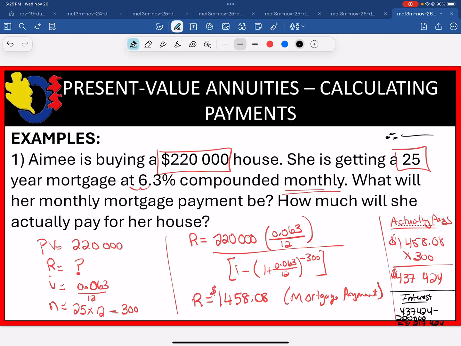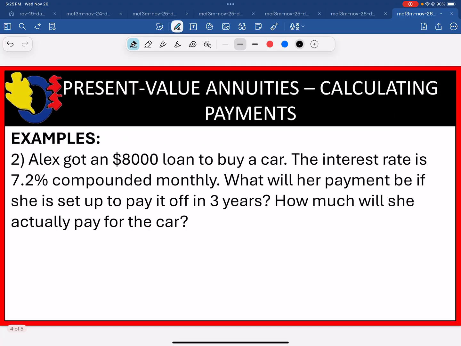Her monthly mortgage payment will be $1,458.08. And she actually pays $437,424 for the house. All right, our last example is Alex. Alex got an $8,000 loan to buy a car. The interest rate is 7.2% compounded monthly. What will her payment be if she is set up to pay it off in 3 years? How much will she actually pay for the car?